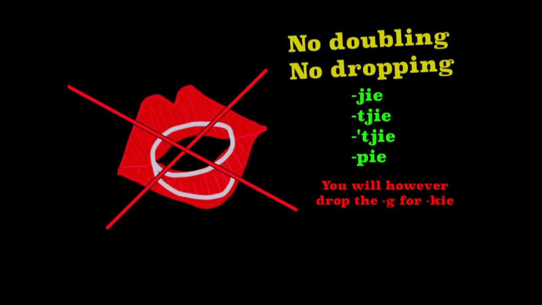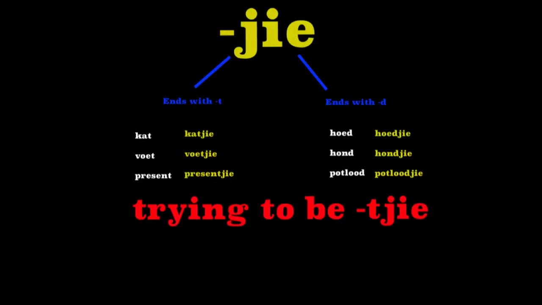Start with jie. Jie has always tried to be tjie. He's like his little brother and he's desperately trying to be grown up, to be like tjie. So he's very picky about who he tags onto. And he tags onto T or he tags onto D, because D is quite similar to T in the Afrikaans language. Or at least he sees it that way.